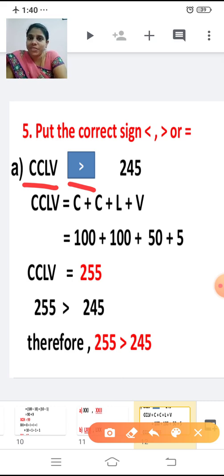So first we have to convert the Roman numeral to Indo-Arabic number. Then only we can compare the numbers, right?